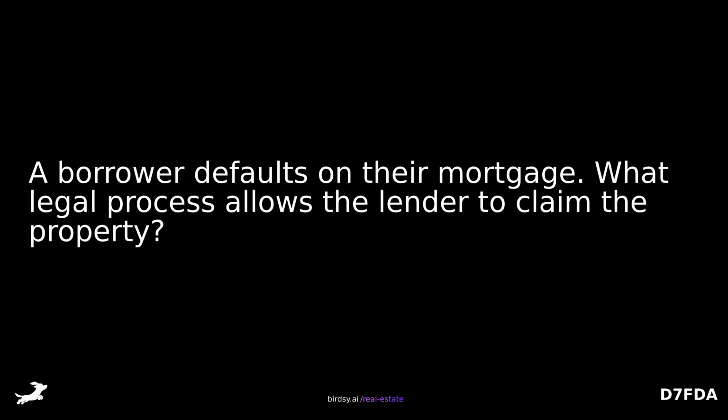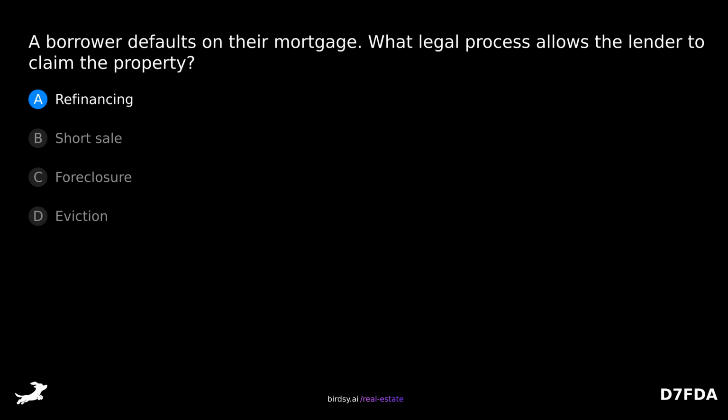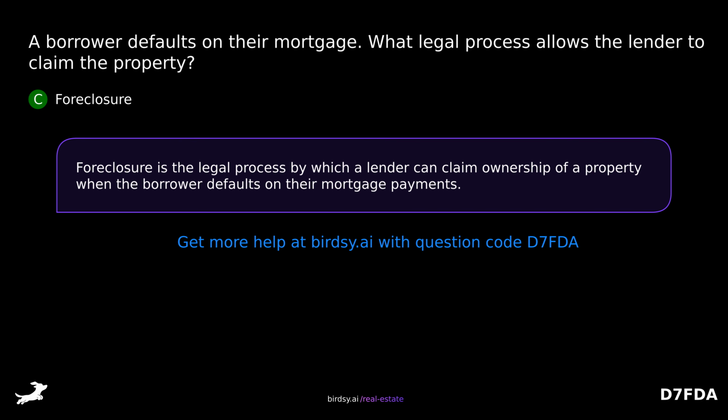A borrower defaults on their mortgage. What legal process allows the lender to claim the property? Is it A, refinancing, B, short sale, C, foreclosure, or D, eviction? The answer is C, foreclosure. Foreclosure is the legal process by which a lender can claim ownership of a property when the borrower defaults on their mortgage payments.